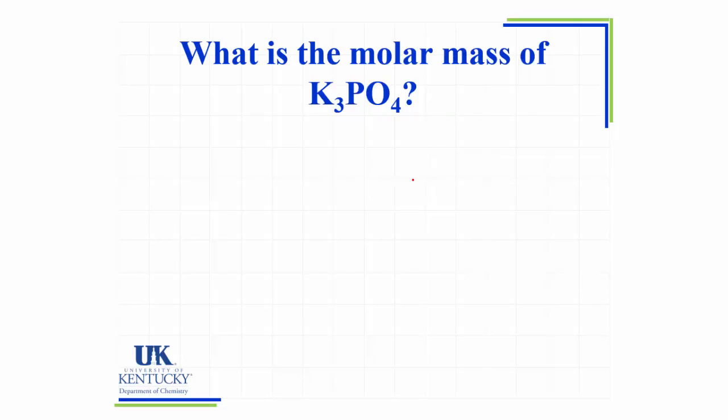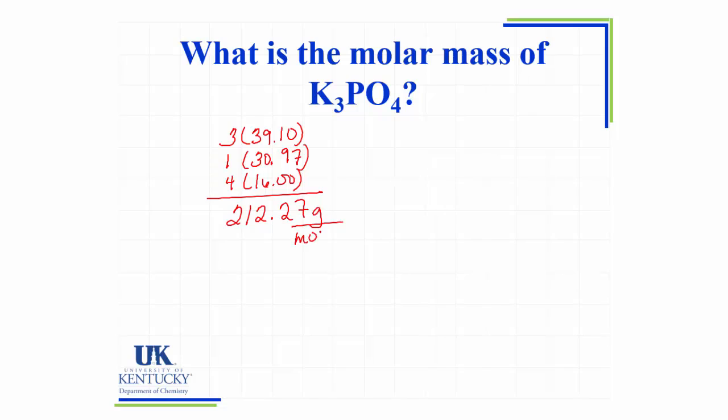Now, we know the formula for potassium phosphate, but now we need to find the molar mass of potassium phosphate. So just like I've done before, I'm going to take 3 times the mass of the potassium, which is 39.10, plus 1 times the mass of the phosphorus, which is 30.97, and then 4 times the mass of the oxygens. And when I add that up together, I'm going to have the molar mass of my potassium phosphate. I find that I have 212.27 grams per mole of potassium phosphate.